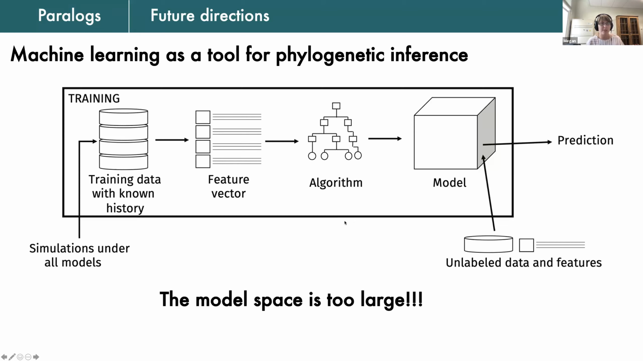For computational reasons, it's very difficult to design a likelihood or Bayesian approach that does that and can run in a reasonable amount of time. And so machine learning could be a useful tool for this. Machine learning is helpful when we want to think about really complex models. But remember, in our traditional supervised machine learning framework, the first step is to simulate data under all of the models. But in phylogenetics, the model space is huge. So even with a small number of taxa, we end up with millions of trees that we need to look at and consider. So the model space is too large to use this standard approach for anything more than 4 or maybe 5 taxa.